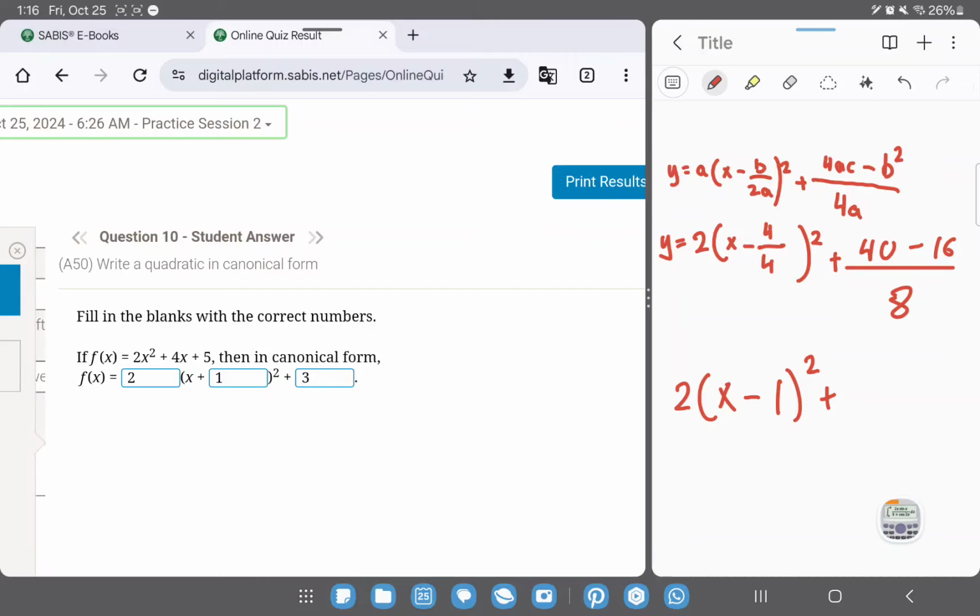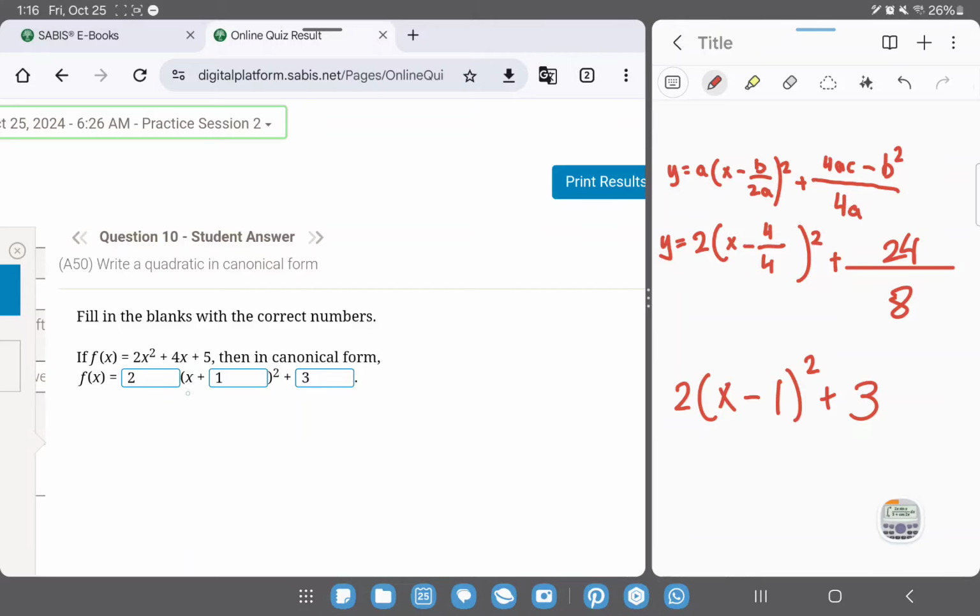So 40 minus 16 is 24 over 8. So we're going to rewrite it as 24 over 8, which is 3, which is our correct answer.